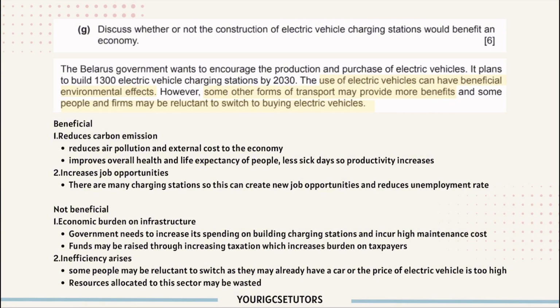So what does this mean? This just means that government spends a lot of money on building the charging stations and also employing workers to work at these charging stations. So if not a lot of people are using EV cars, they won't use these services. This means that the resources may be wasted.